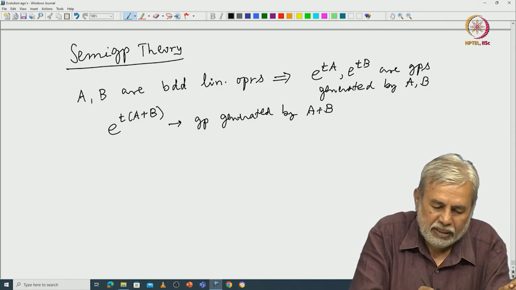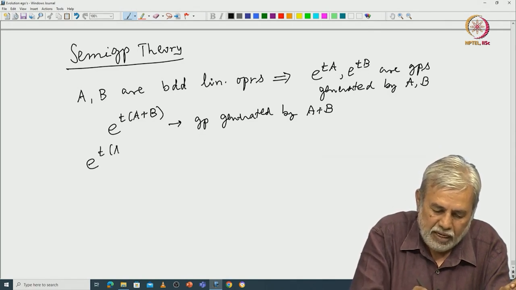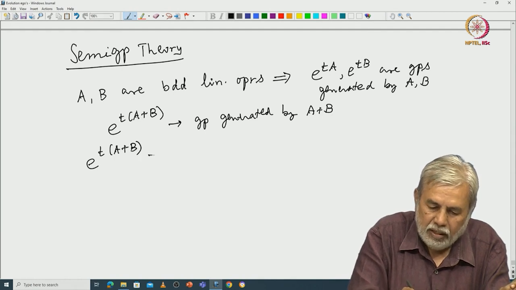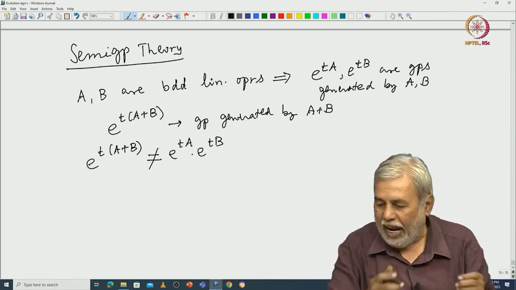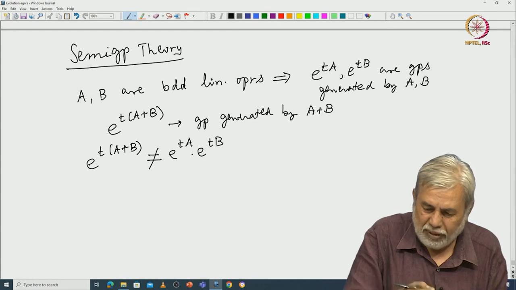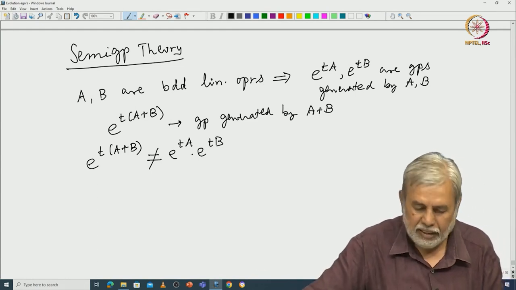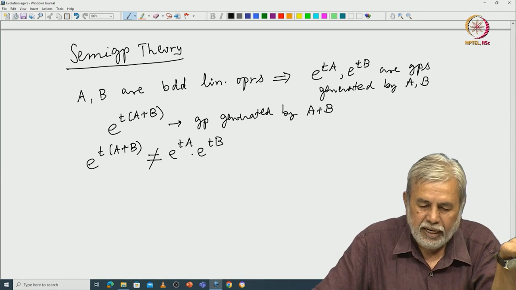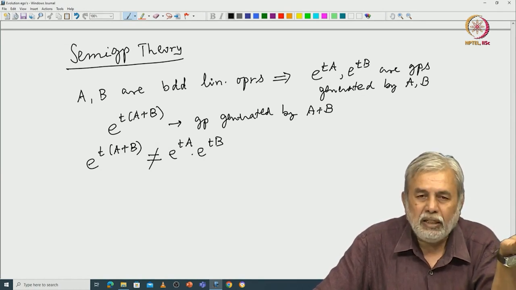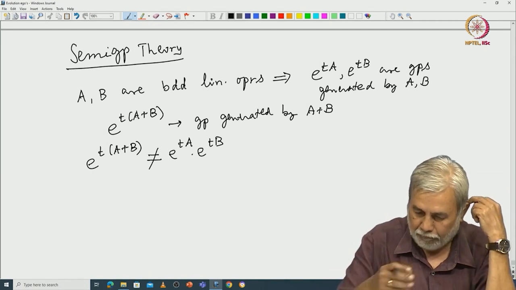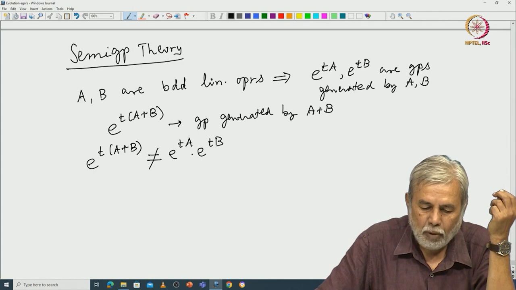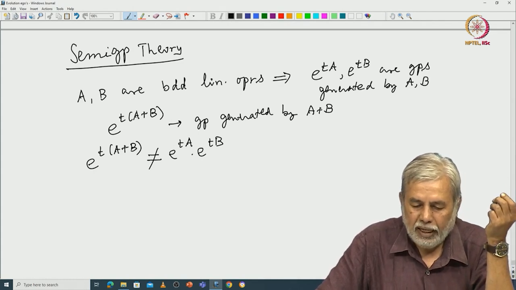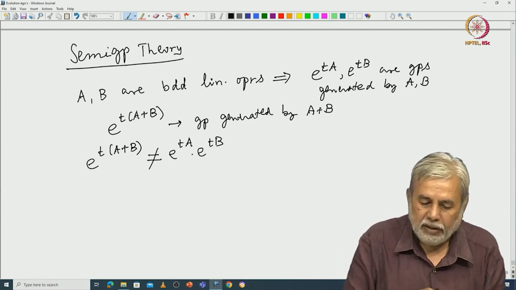So, in general we know e to the t(A plus B) is not equal to e to the tA times e to the tB. Even for matrices we know this, right. So, equality holds if A and B commute. We have been discussing the semigroup theory, and one particular operator generating a group, and then by some perturbation we also know that the addition operator also generates a group, but in general we do not have knowledge of that group.